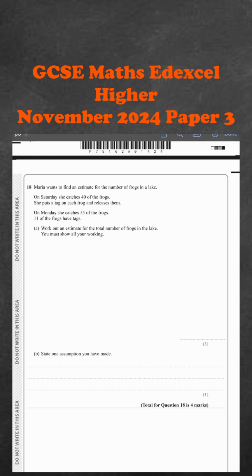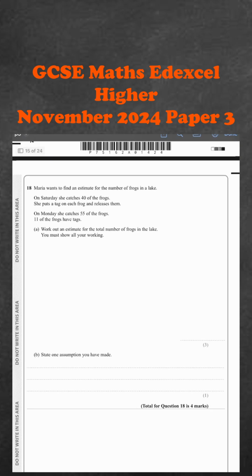Question 18. Maria wants to find an estimate for the number of frogs in a lake. On Saturday, she catches 40 of the frogs. She puts a tag on each frog and releases them. On Monday, she catches 55 of the frogs. 11 of the frogs have tags. Work out an estimate for the total number of frogs in the lake. You must show all your working.